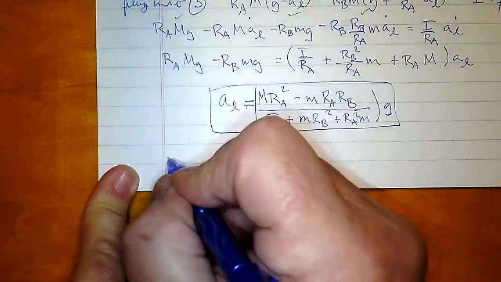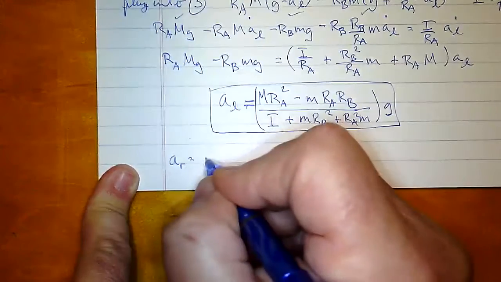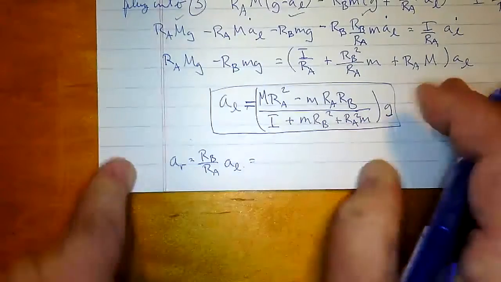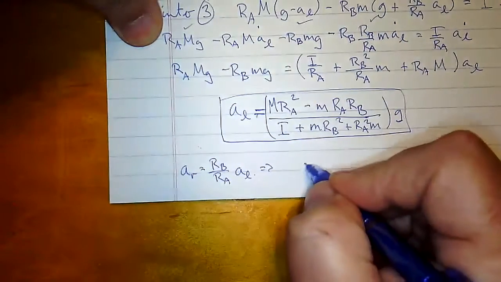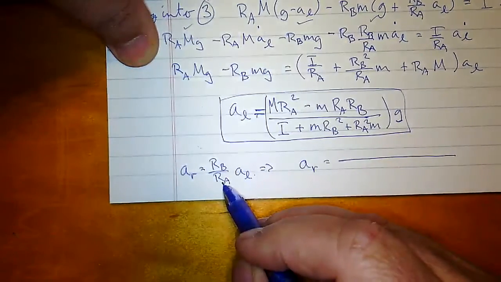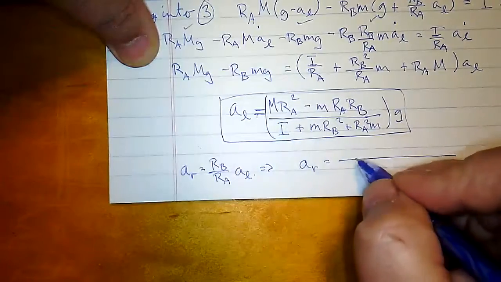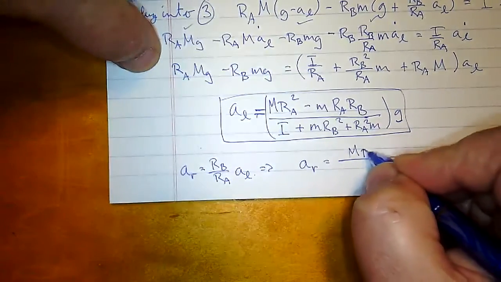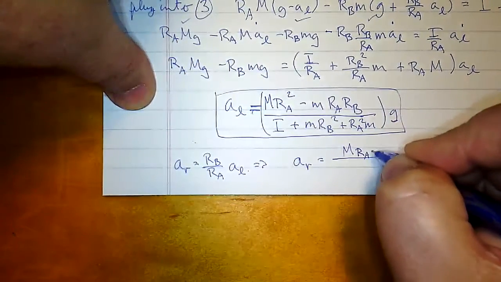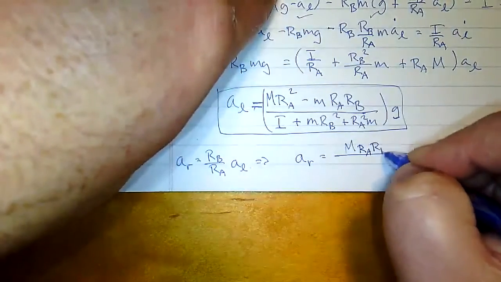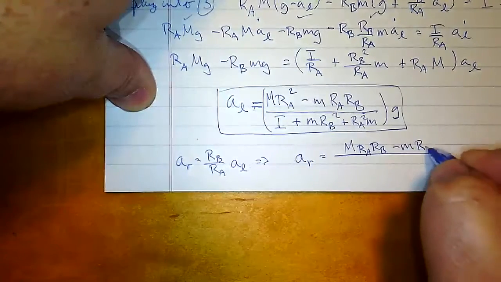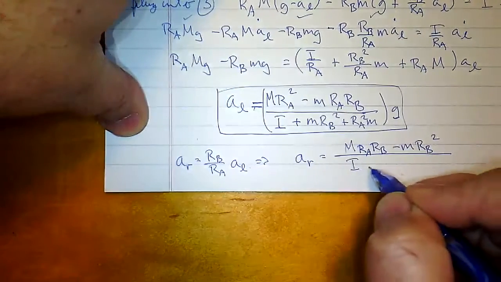Now, if I wanted to do A sub R, well, A sub R is just RB over RA times A sub L. So all I have to do is multiply through this, and I'm going to say, all right, well, AR is going to be equal to, now I'm going to multiply this by RA in the bottom, that's going to cancel out one of those, and I'll get big M RA times RB. And then this is going to cancel out that RA, and it's going to be minus M RB squared. This down here will stay the same.